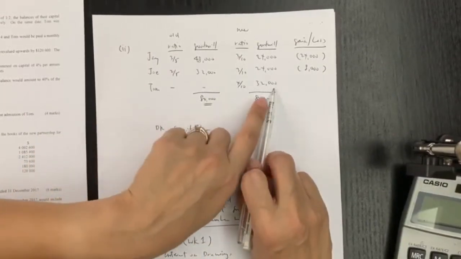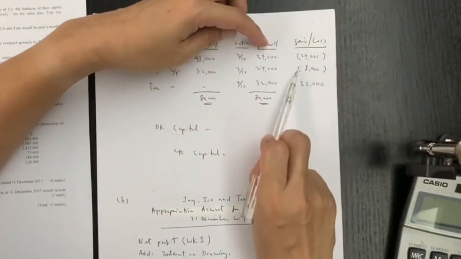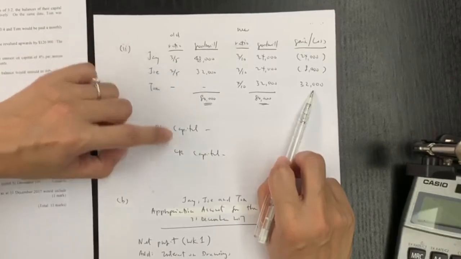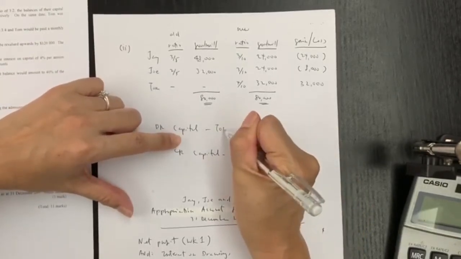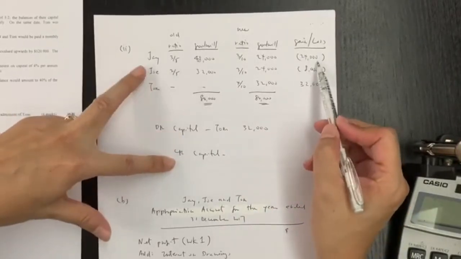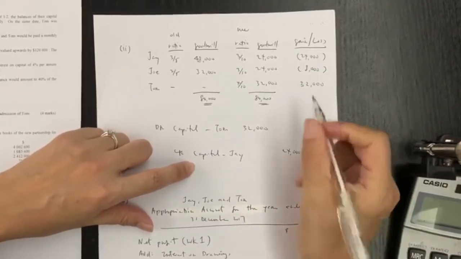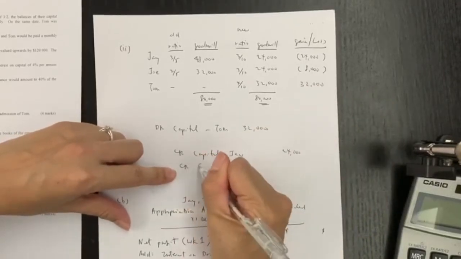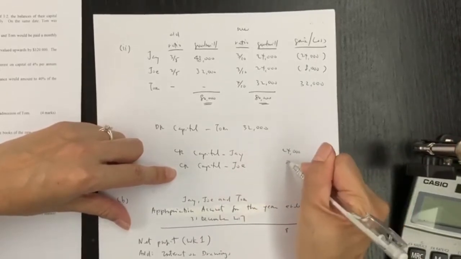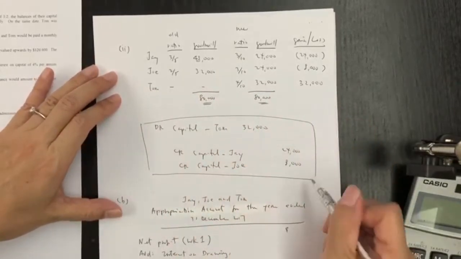Therefore Tom gets a gain here. You can see this gain and loss is not fair to them, so for the gain, we have to charge Tom. So debit capital for Tom by 32,000, and then we need to compensate Jay by crediting capital, Jay, 24,000, and compensate Joe as well, credit capital, Joe, 8,000. Okay, done. So this is goodwill adjustments using method 2.